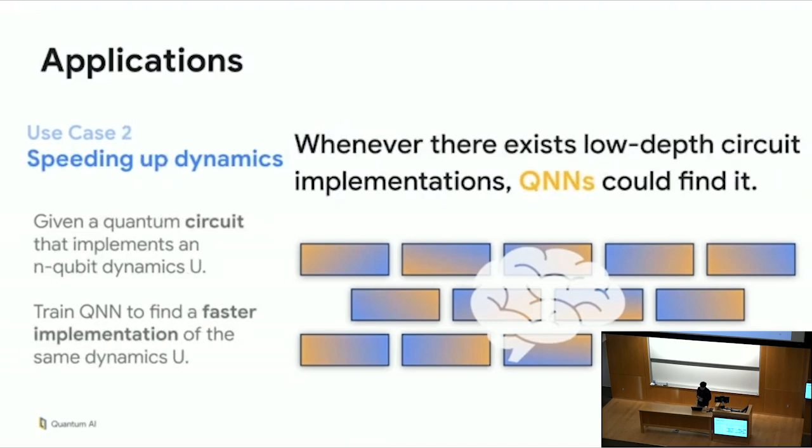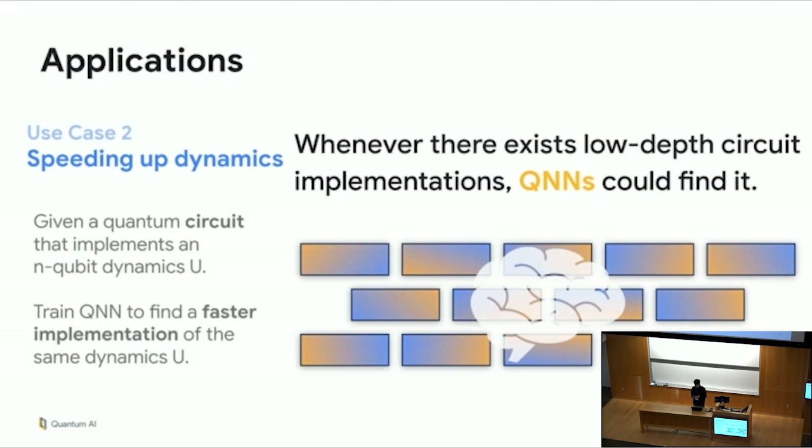The second use case we've discussed is in speeding up dynamics. That is, we have some circuit, maybe a Trotterization circuit for implementing some Hamiltonian dynamics, but we are hoping that maybe the Hamiltonian has some property such that there exists an even faster circuit implementation. For this use case, using the same theorem, we can show that whenever there exists some low-depth circuit implementation, the quantum neural network would be able to find that low-depth circuit implementation and allow us to speed up the simulation.